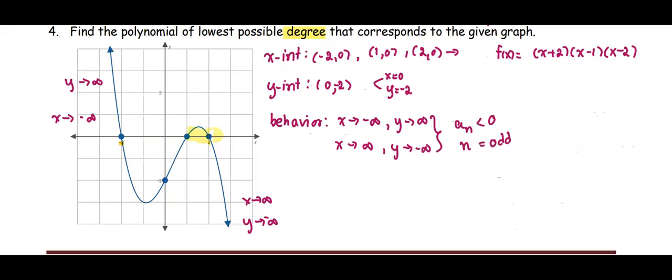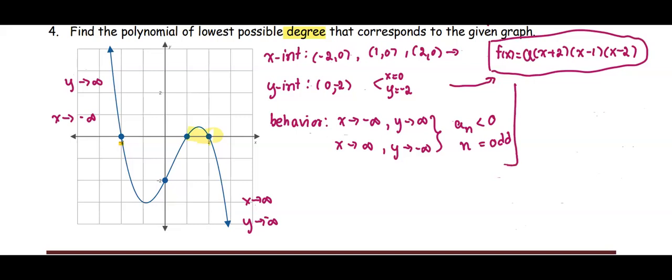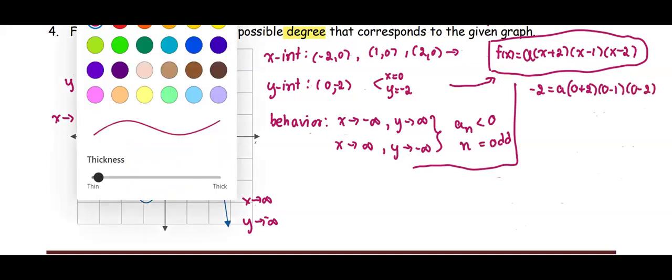So to get the complete form of the function, we're going to name the leading coefficient as a and expect a to be a negative number. And how do we find a? We're going to use the y-intercept that's provided by the graph there. That means when x is 0, y is -2. So we're going to put in here, -2 equals a times (0 plus 2)(0 minus 1)(0 minus 2). I'm going to put a note here real quick.